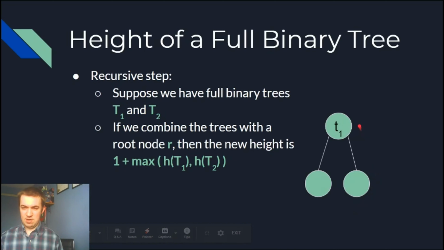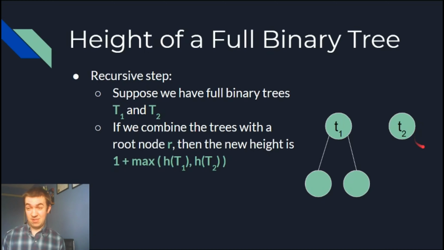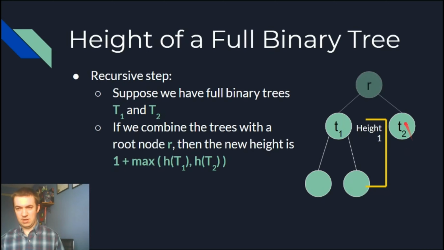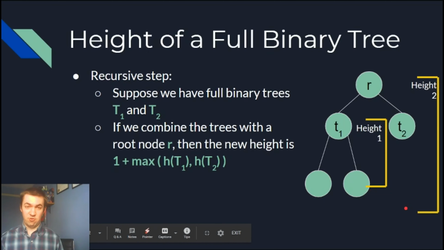So let's say we have T1, which is this tree over here. We have T2, which is this tree here. Now this is a single node, but that's still a full binary tree. All of the nodes either have 2 children or are a leaf. Now the height of the tree on the left is 1. The height of the tree on the right is 0. So if we add a new root node R, the maximum of 1 and 0 is 1. And so 1 plus 1 gives us our new height of 2.